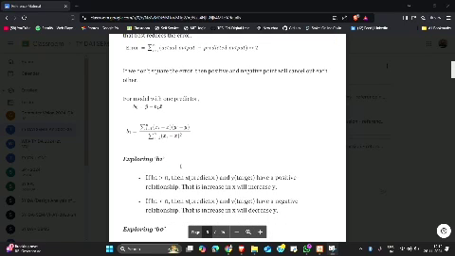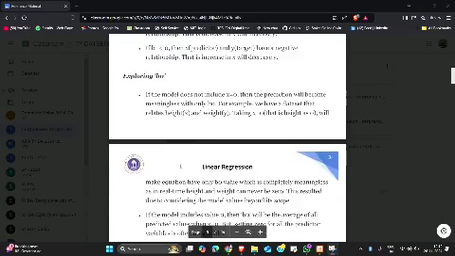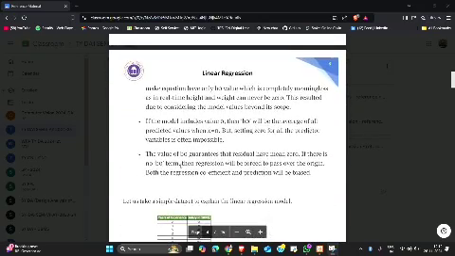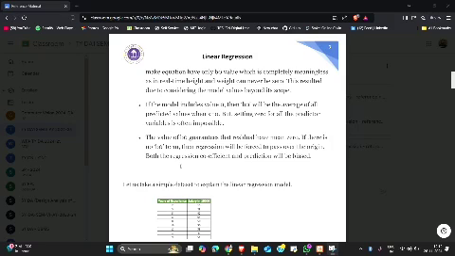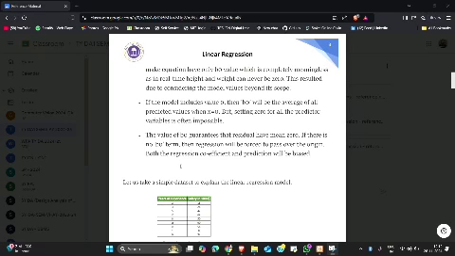Training the linear regression models. Training the linear regression models involves adjusting the parameters beta 0, beta 1, beta 2, etc. such that the predicted output is as close as possible to the true output. This is done by minimizing the cost function, usually the mean squared error, which is the average of the square of the differences between actual and predicted values.